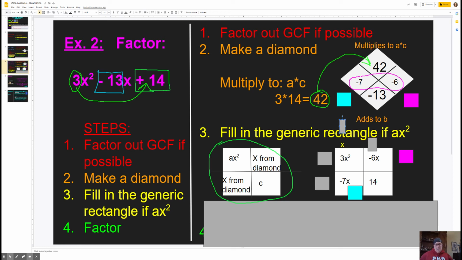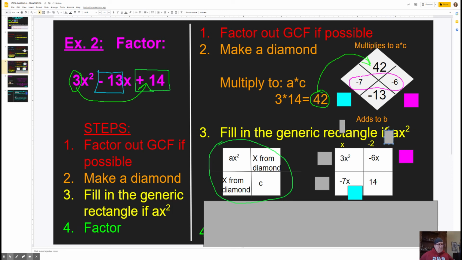Okay, and then how about Emma M, Lily, Amelia, and Ashley? What's the greatest common factor between negative 6x and 14? So what are we going to take out of negative 6x and 14? Yep, we can do 2.